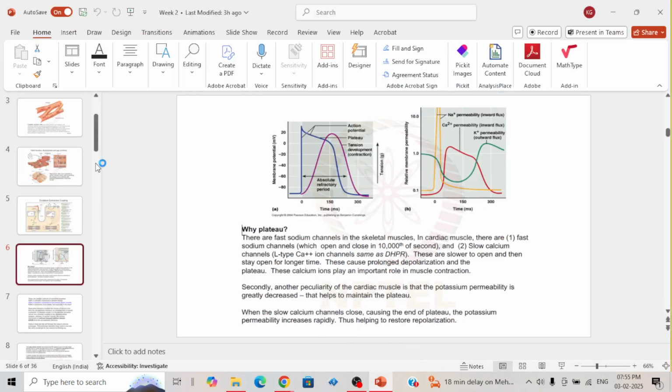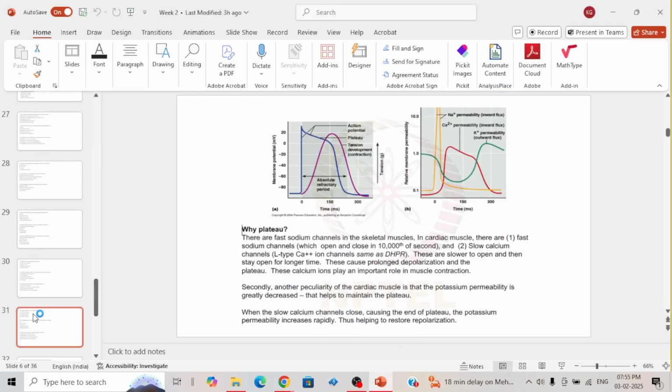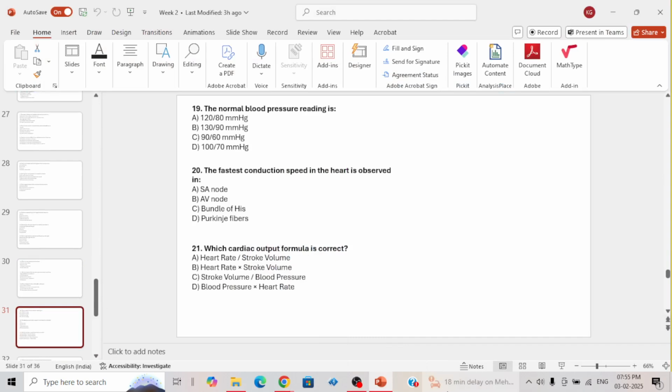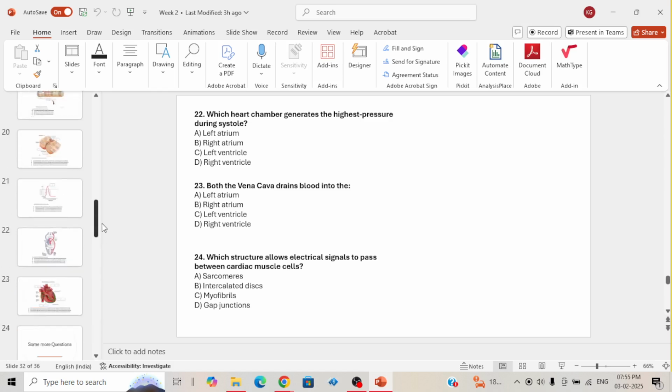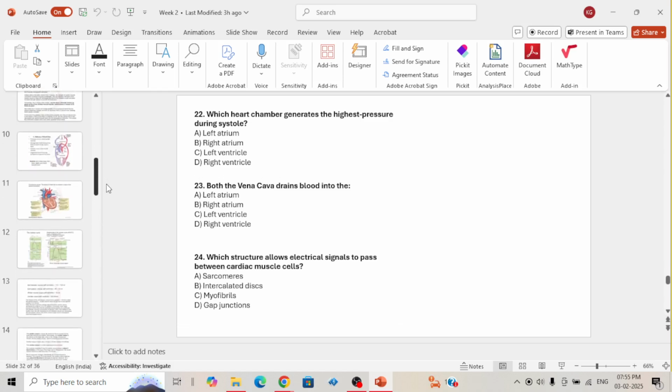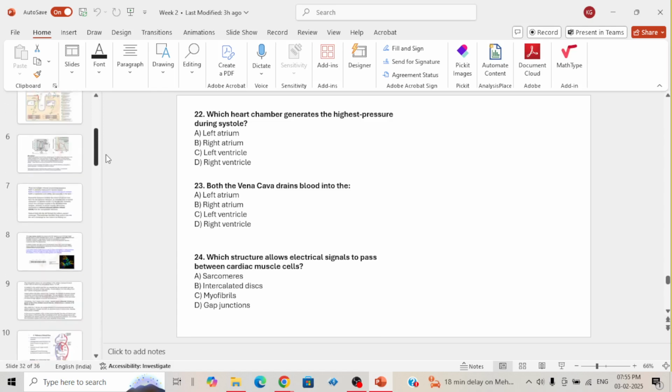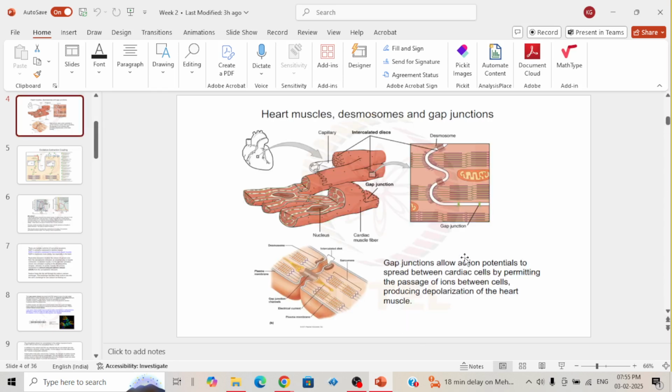Okay, I'll just reach the 24th question. It is the 19th. Okay, which structure allows electrical signals to pass between cardiac muscle cells? It is gap junctions, Bhajni. These are the gap junctions which allow the action potential, or we would say the electrical signals, to pass. You see here, desmosomes, gap junction. These are the gap junctions. These gap junctions allow the action potential or the electrical signals to reach from one cell to another cell.